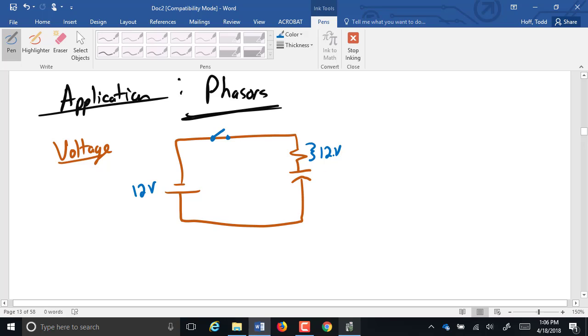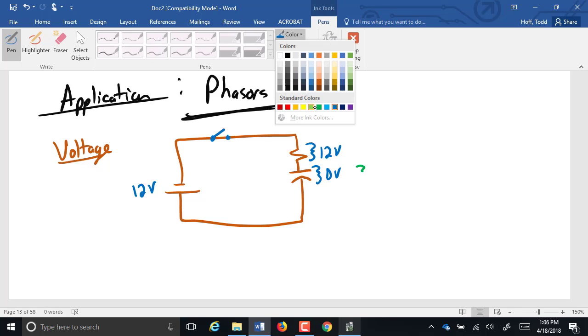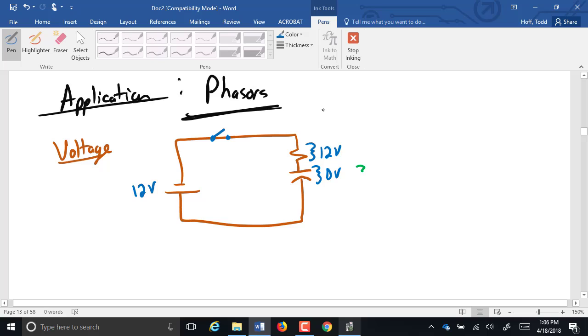But over time, what happens? The capacitor builds to contain the full 12 volts, doesn't it? Once that capacitor contains the full 12 volts, how many volts are across the resistor? 0. Does that make sense?